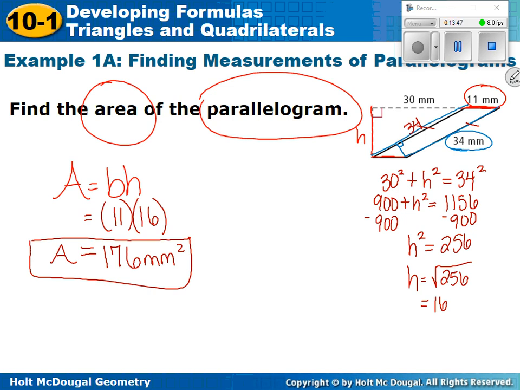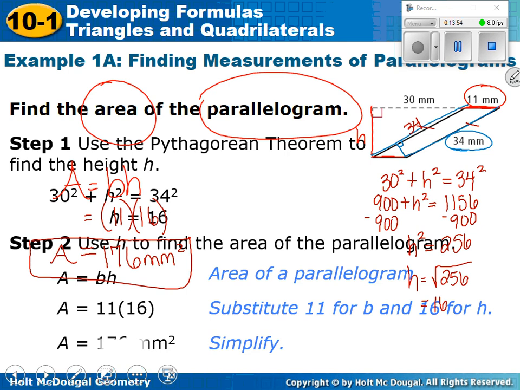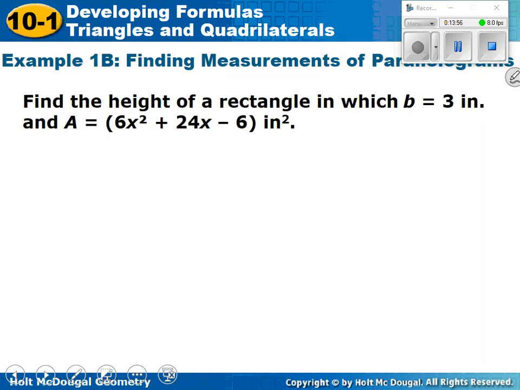Okay, so just knowing the formula, plugging in the information, but sometimes you're going to have to solve for some things first. Okay, look at the next one. On this one, and this is where the algebra comes in, when you have to work this kind of problem on the test, I will be very clear and add in these words: in terms of x. So it says find the height of the rectangle where the base is 3 inches and the area is 6x squared plus 24x minus 6 inches squared. In terms of x, what does that mean?